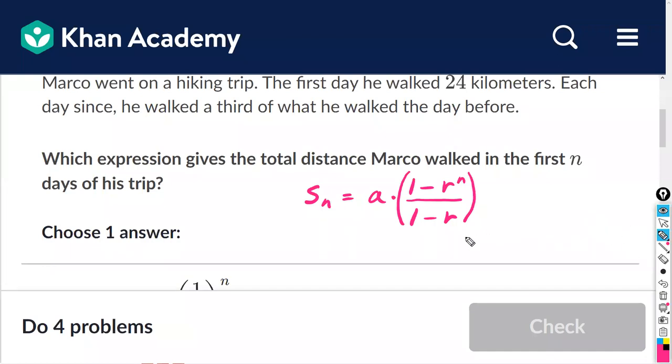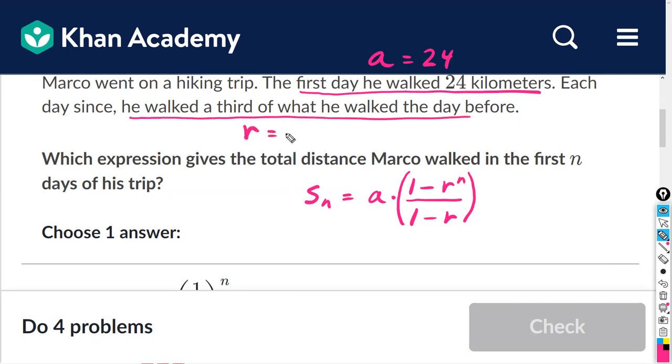So recall that A is the first number in the series. Here it says the first day he walked 24 kilometers, so A is going to equal 24. And R is the ratio or multiple in the series. It says each day he walked a third of what he walked the day before, so R is going to be 1/3. And the number of days is just N days, so we're just going to leave N as is.